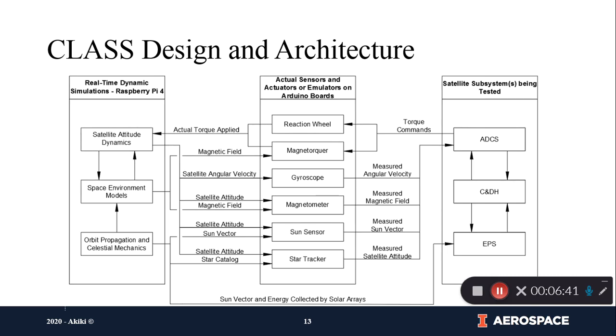As a result, the signal that is being received by this emulator will start to resemble the actual raw data that will come out from a sensor. And then this data is sent to the attitude determination and control system of the satellite being tested. Then you have the freedom of choosing whether you want to test the ADCS on its own or whether you want to have CNDH interfaced with it and so on. We made sure that CLASS is easily customizable for these purposes.